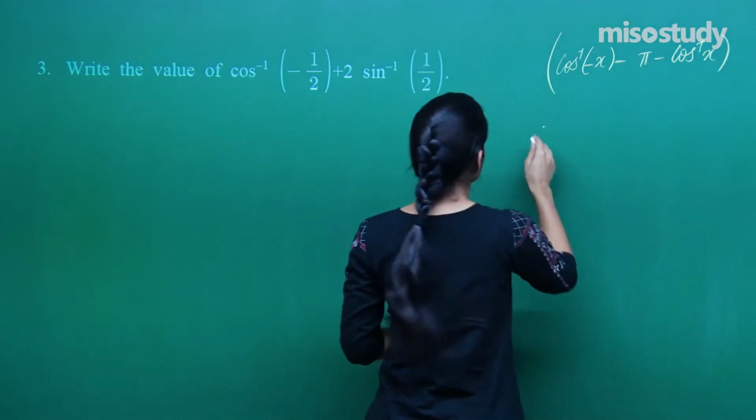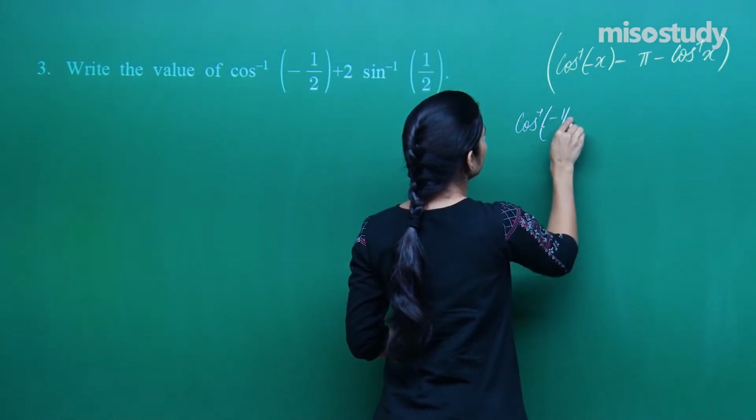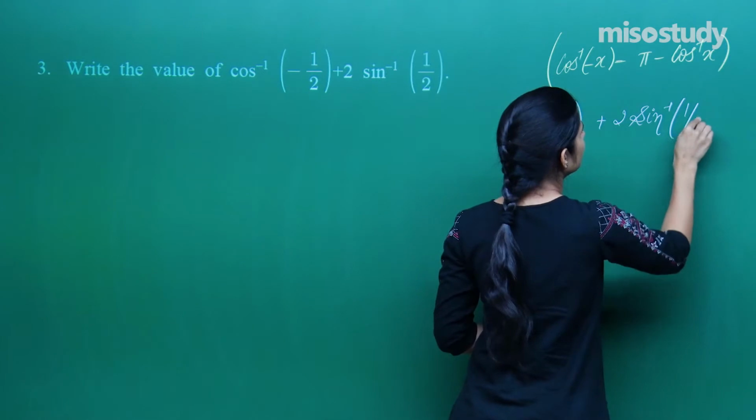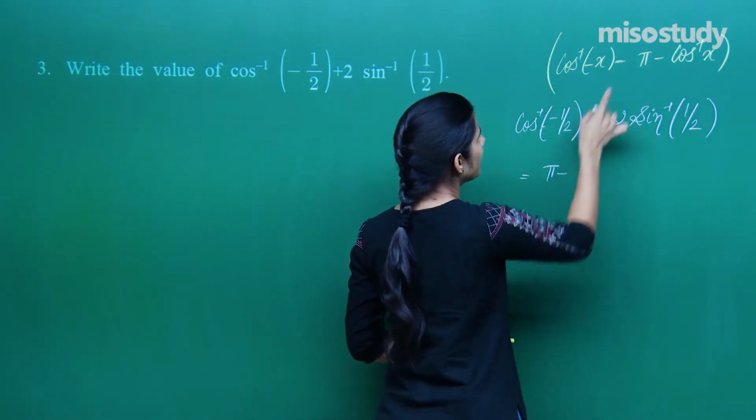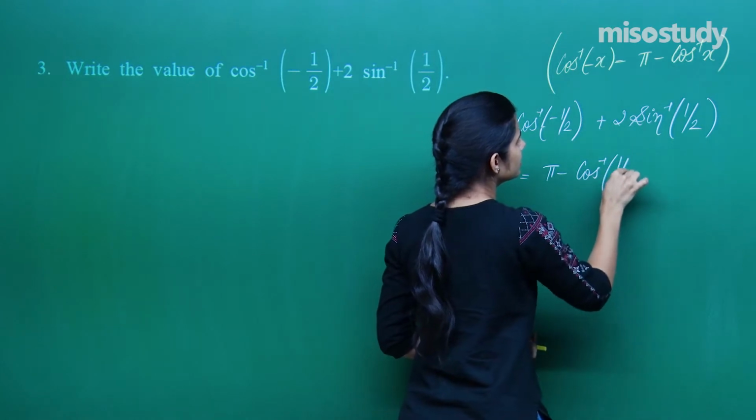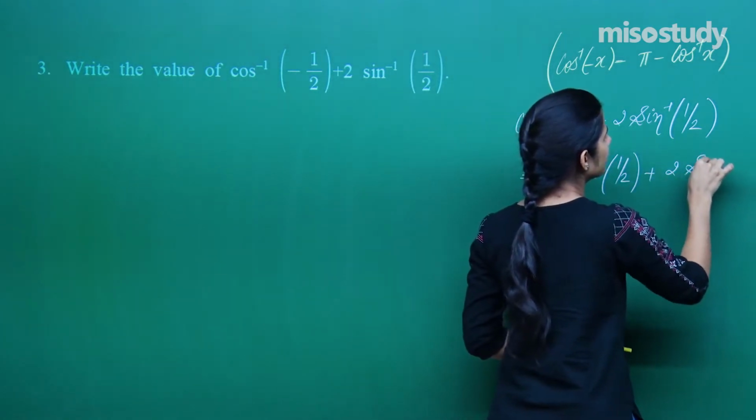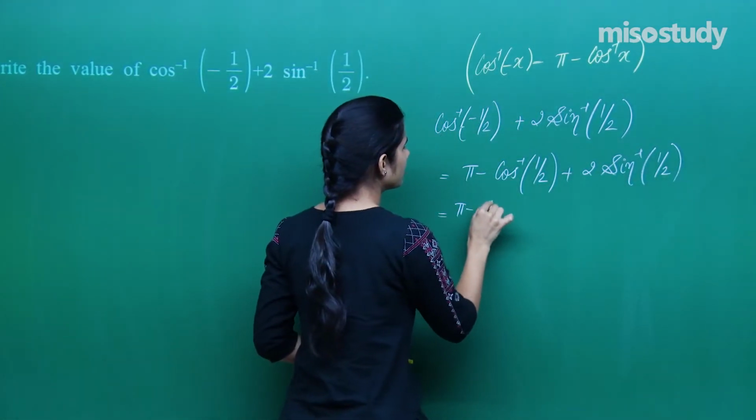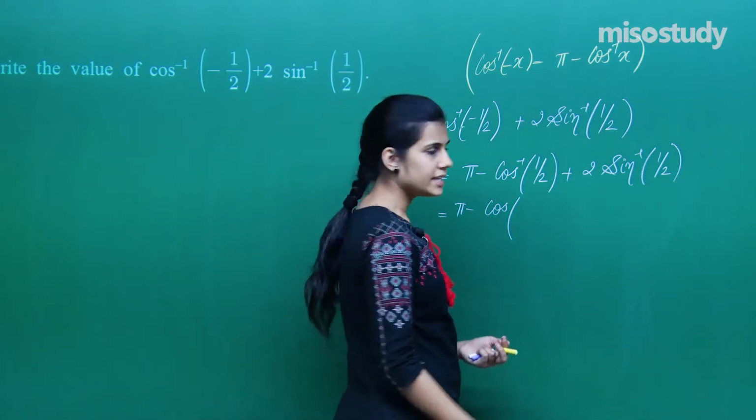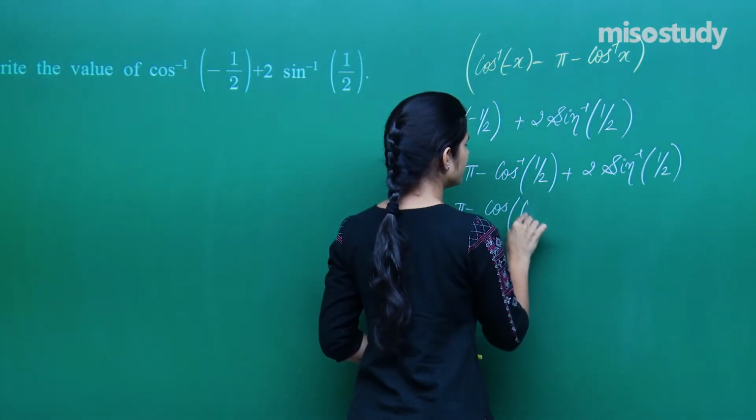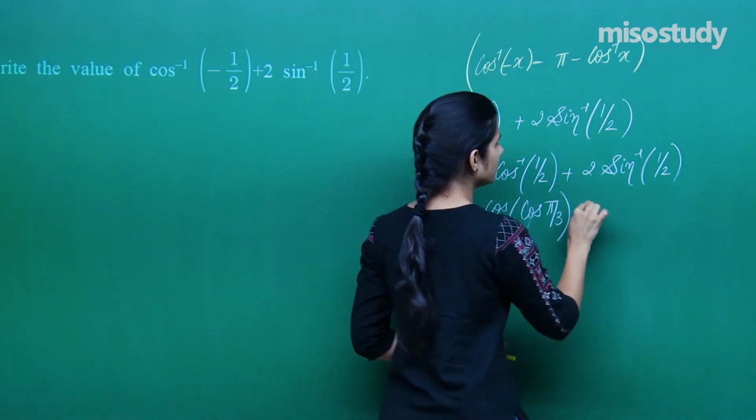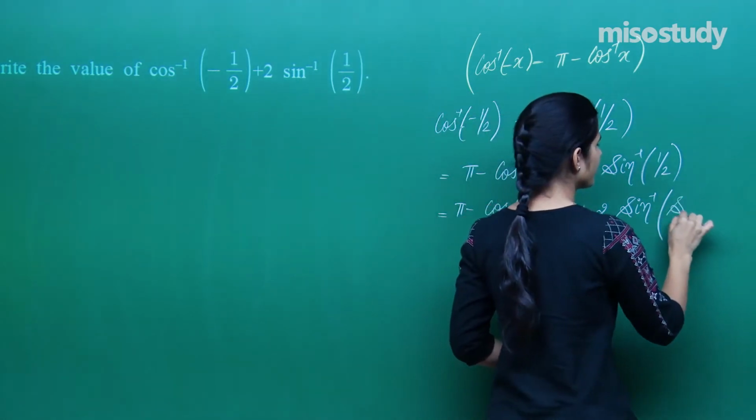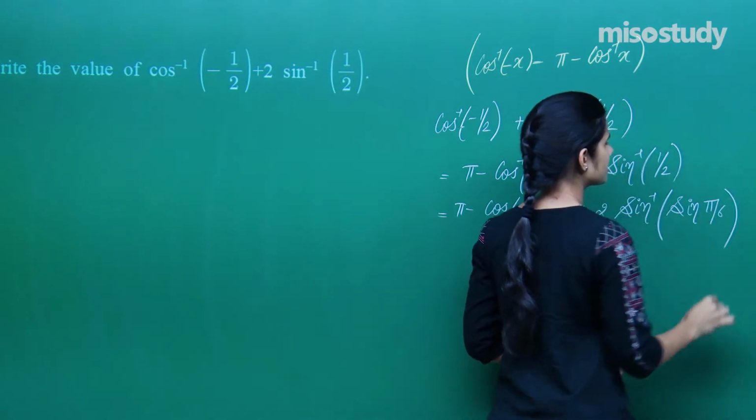So if I have cos inverse of minus half plus 2 times sine inverse of half, obviously cos inverse of minus half will be, by the property, pi minus cos inverse half plus 2 times sine inverse half. Clearly I know that cos 60 is half, so this can be written as pi minus cos inverse of cos pi by 3 plus 2 times sine inverse of sine pi by 6, since sine 30 is half.